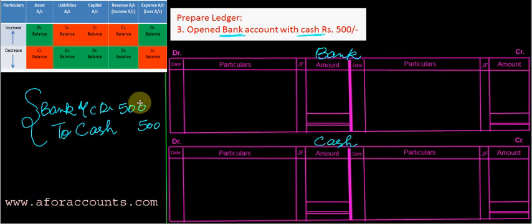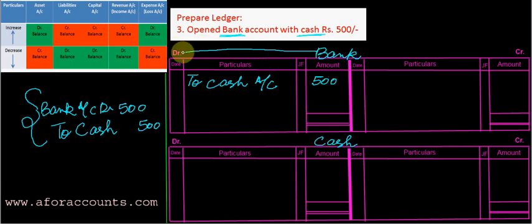Bank account debit to cash account. Always at the debit side you have to write "to", so to cash account 500. See, bank account has been debited, and see, bank account entry here has been debited. So you are debiting the bank account with cash of 500.